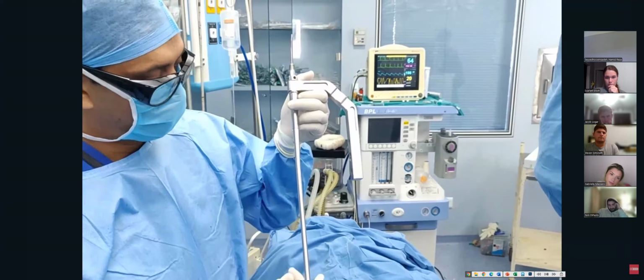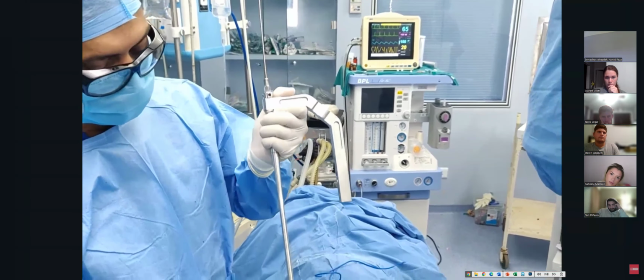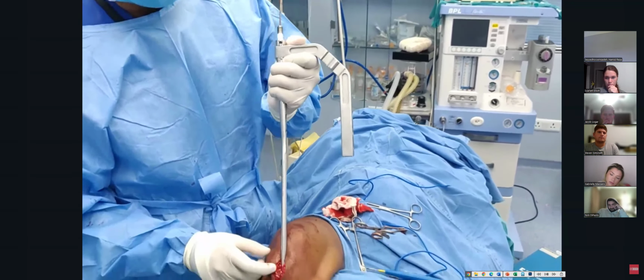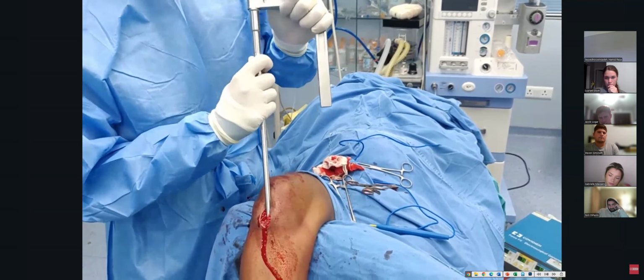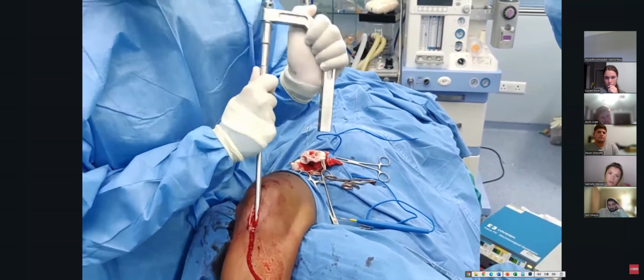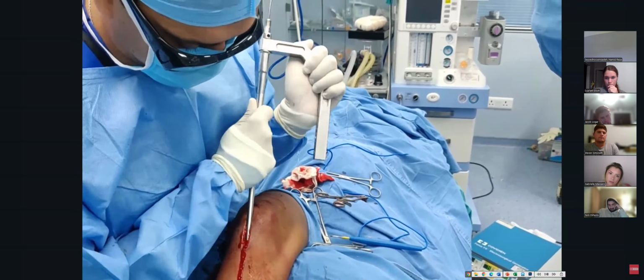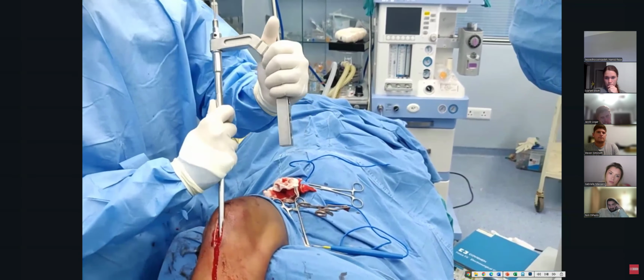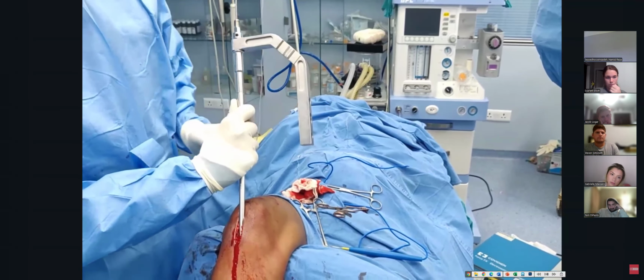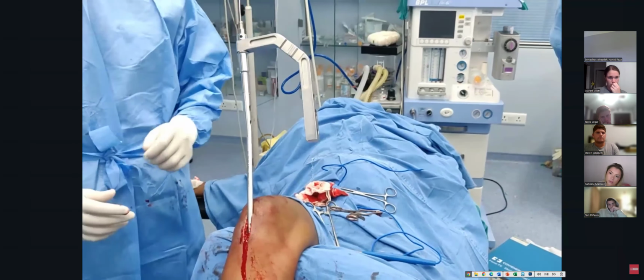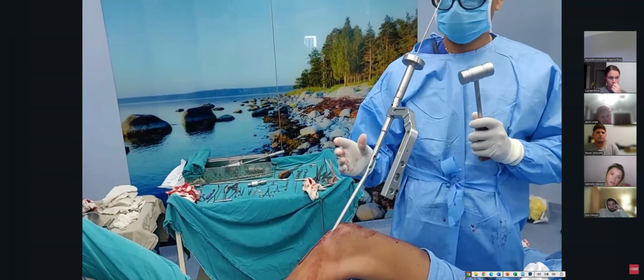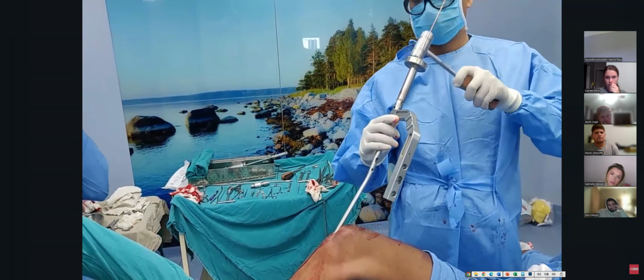So now we have just put the nail over the guide wire, and then I'm slowly going to use manual force to put it as much in as possible, and once it has stopped, I'm going to use the mallet to gently put it in place. So now I'm just going to mallet gently.